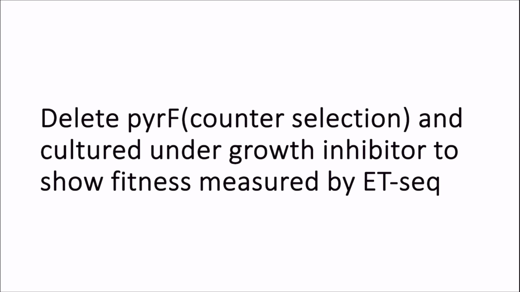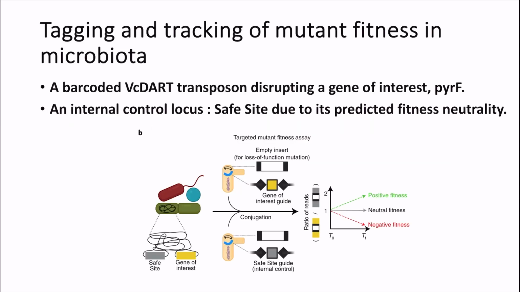The research team do counter selection to check this method is really useful. They delete PYRF and culture under a growth inhibitor to show fitness measured by ET-seq. They first do tagging and tracking of mutant fitness in microbiota.